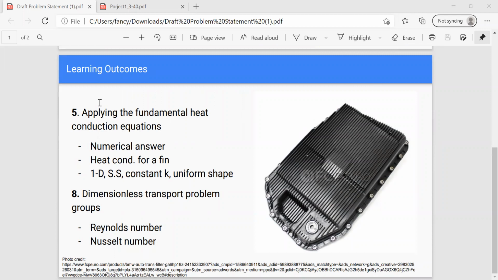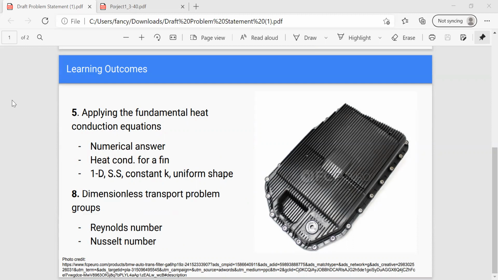The learning outcomes for this example problem are, first, number 5, which is applying the fundamental heat conduction equations. This is present because we need to find the numerical answer for the heat transfer. And then there's also a specific equation for the heat conduction for a fin, and that equation would be used. This is also a one-dimensional steady state with constant k, and so that all falls under the number 5 learning outcome.